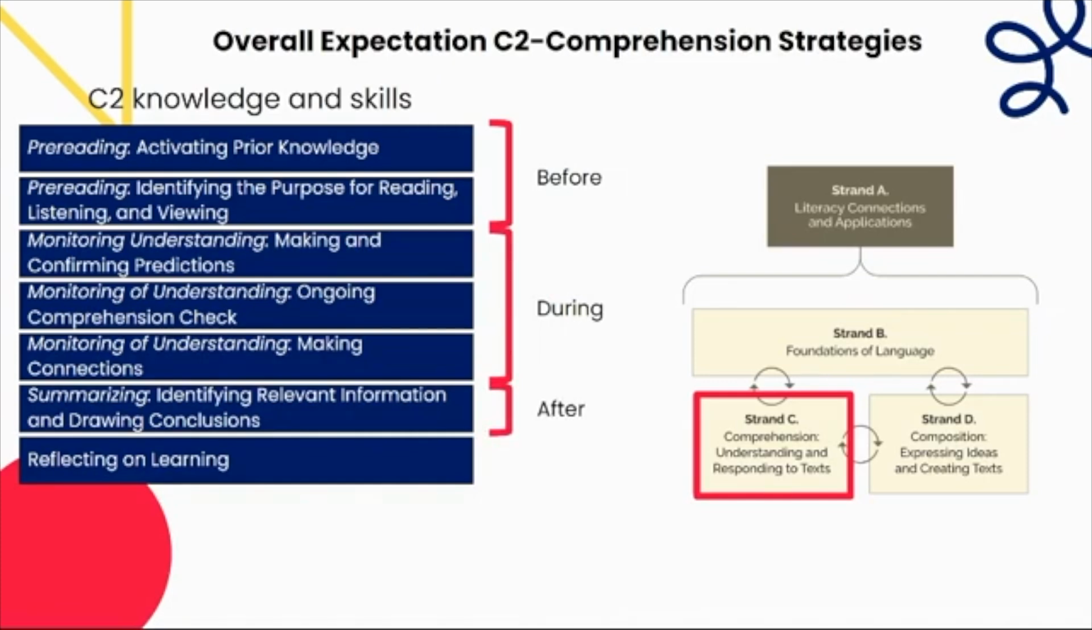Reflecting on learning asks students to first identify, then describe and explain strategies that help them comprehend texts. In the later grades, students use these strategies to set goals for their learning.